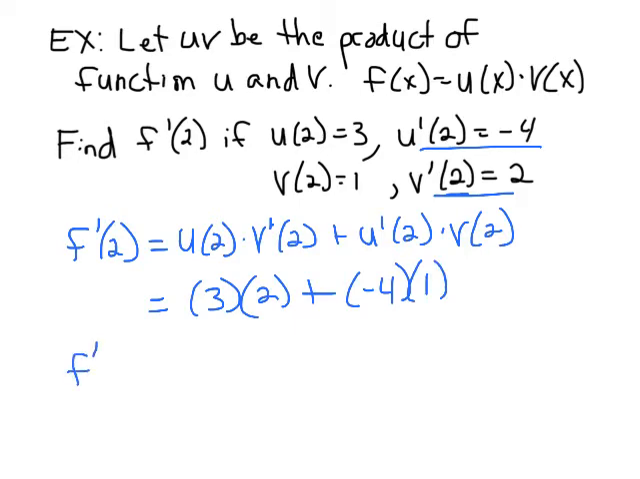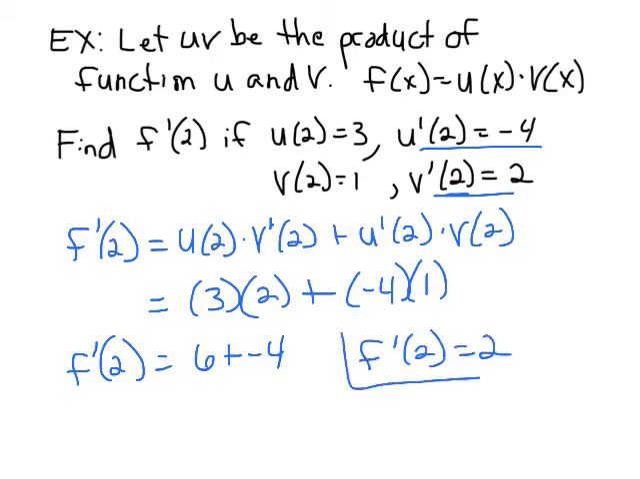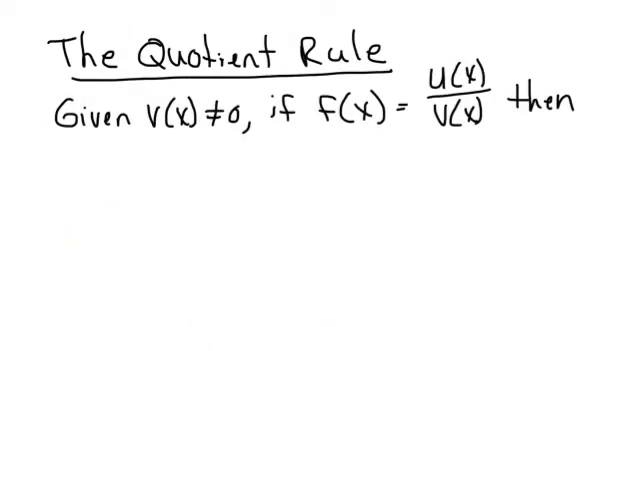So our almost final answer is going to be 6 plus negative 4. So it looks like f prime of 2 is going to be 2. That's an example of how to do this when you're given numerical values and you have to use the rule to substitute in. Next is the quotient rule. The quotient rule has some similarities to the product rule.